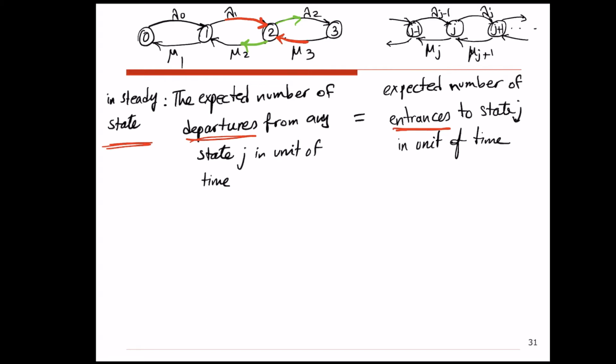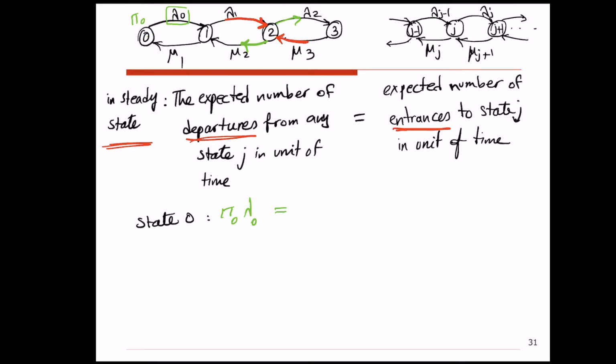So let's look at state 0. For state 0, the average number of times that we leave state 0: obviously, when we are at state 0, we are going to leave the state with the rate of lambda 0, okay? However, this does not happen all the time. It happens when we are at state 0 with the probability of pi 0, right? So the average number of times that we leave state 0 is pi 0 with the rate of lambda 0. That equals the average number of times that we have entered state 0.